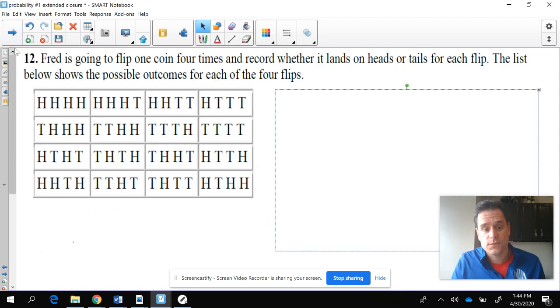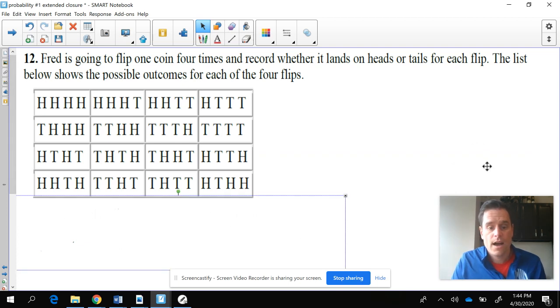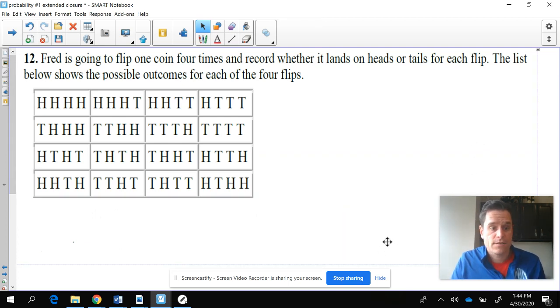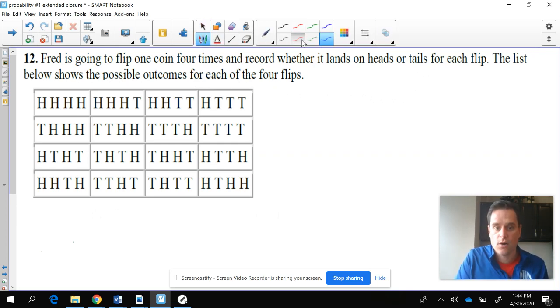Guys, we're going to do one more, just one more example, and let's read it. It said, Fred is going to flip 1 coin 4 times. So you're going to take a coin and you're going to flip it 4 times and record whether it lands on heads or tails for each flip. The list below shows the possible outcomes for each of the 4 flips. So it's important to know that this here stands for 1 outcome because he does it 4 times. So this outcome here would be heads, heads, heads, and heads.